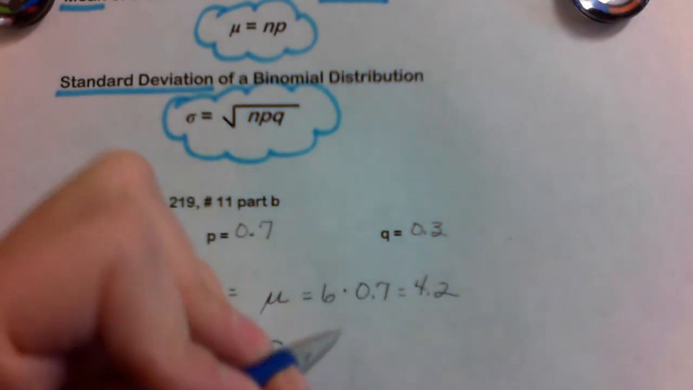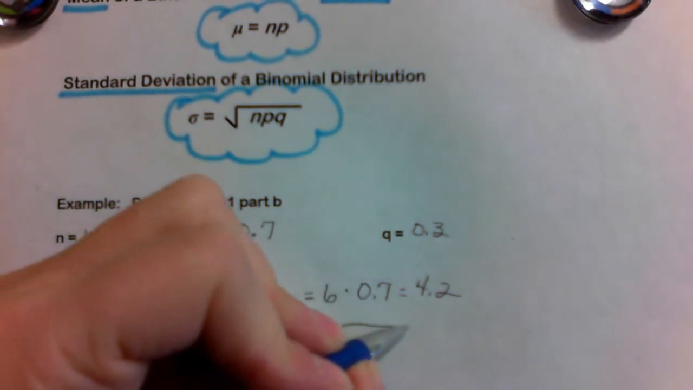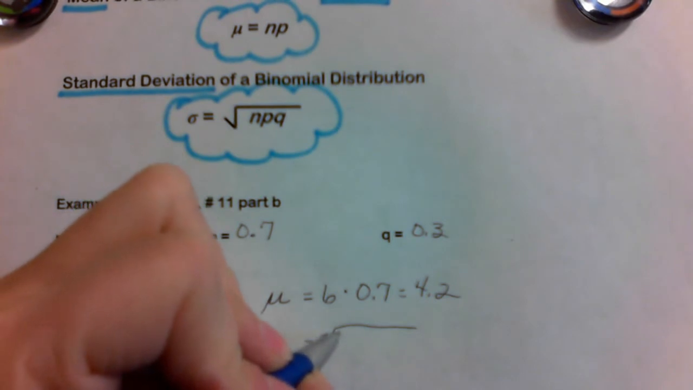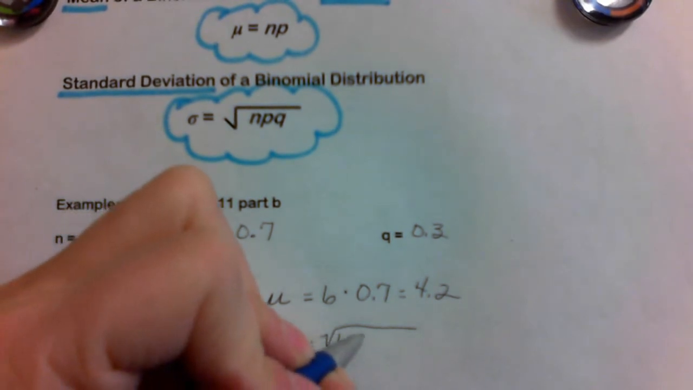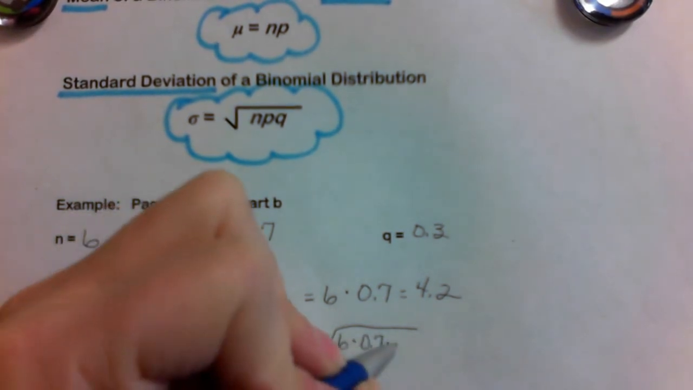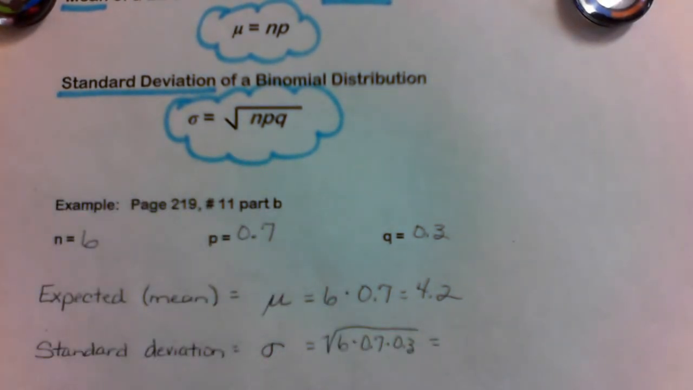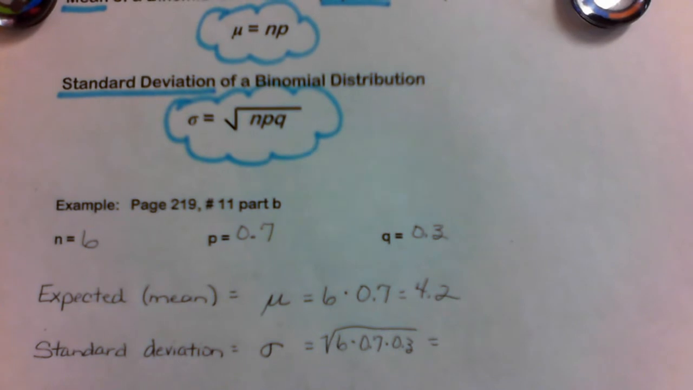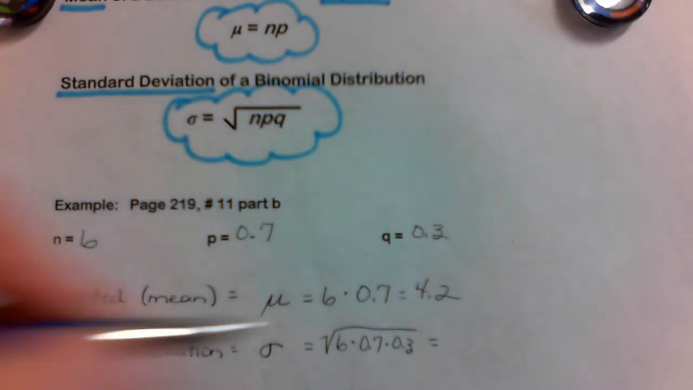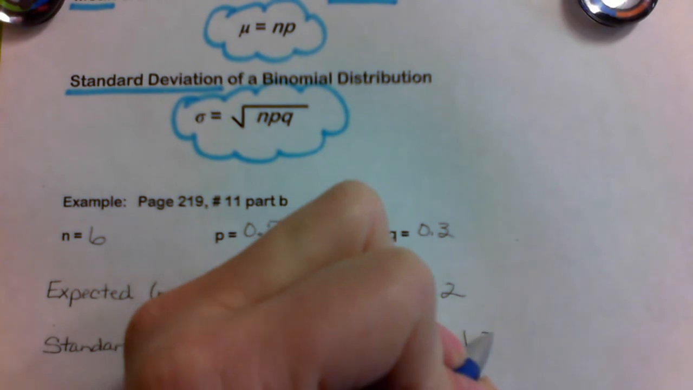The standard deviation would be the square root of N, which is 6, times P, which is 0.7, times Q, which is 0.3. Now, where you need to be very careful when you do this calculation, I have students do this all the time. They will multiply 6 times 0.7 times 0.3, and they get 1.26. And then they stop there.